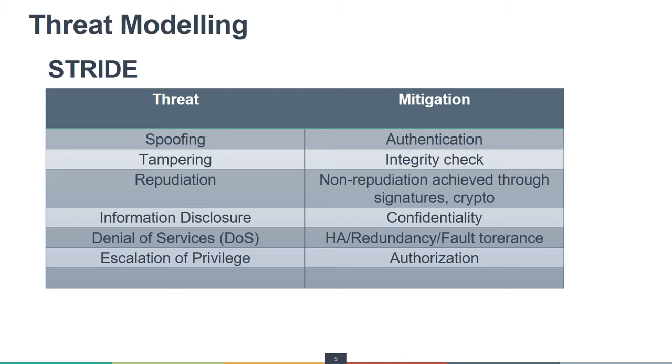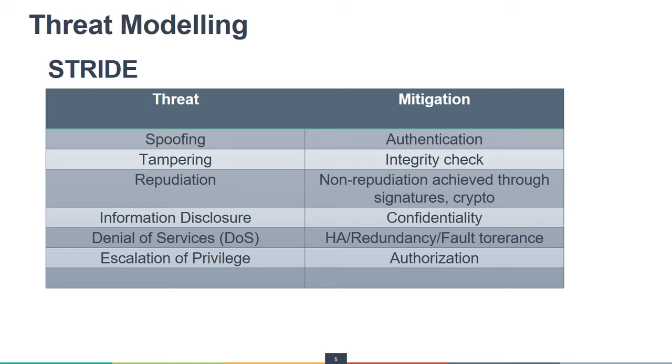Information disclosure, this is basically what happens during a data breach. Information is shared with someone who should not have access to it. So confidentiality is the one, maybe encryption that you can apply on that information. Denial of service, we need to have high availability, HA, redundancy, and fault tolerance to protect against this.